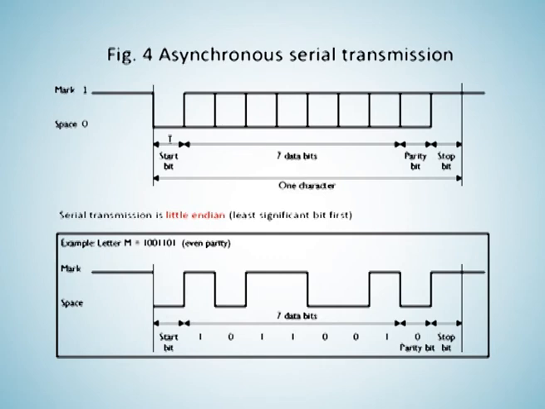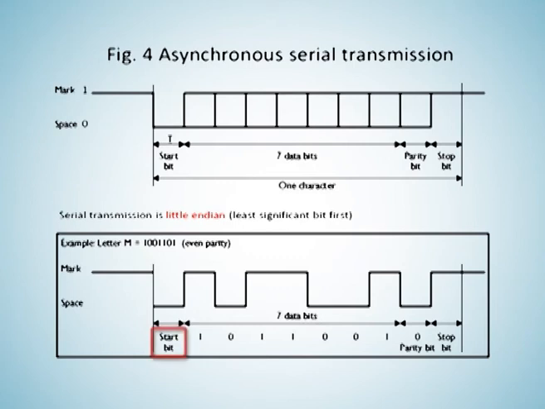The lower part of the diagram in figure 4 shows transmission of the character M. It is represented by the 7-bit ASCII code 1001101. The parity bit selected is even type, and for this character the parity bit is 0.